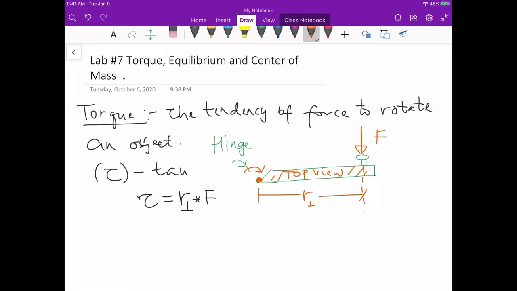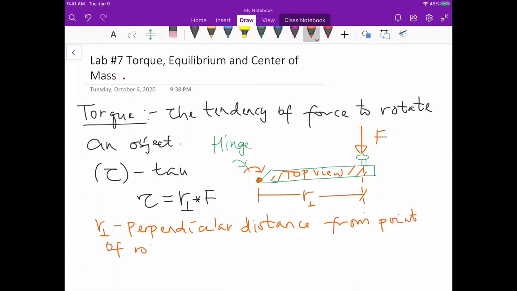Here what you're seeing is the perpendicular distance. It means the perpendicular distance from the point of rotation to the line of action of the force. This is the general definition, because you don't have a hinge all the time.